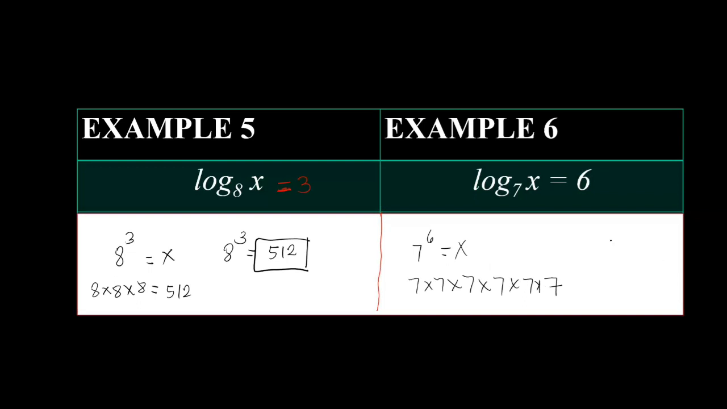So x is equal to 117,649, and that is the value of your x. So we have 7 raised to 6 is equal to 117,649. So this is how we solve the unknown product. We just solve or simplify the exponential form that we have in our logarithm equation. Okay, so now we are done with the first case and the second case.